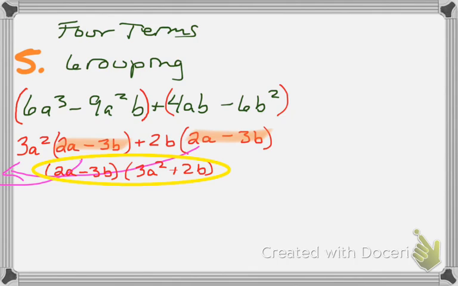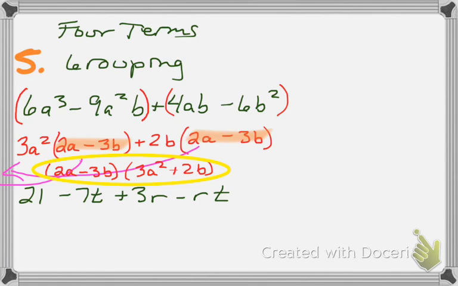Factor out the first 2, factor out the second 2. You should have a matching parentheses left over. Slide the matching parentheses out front and then just clean up the mess and write down what's left in the second parentheses. All right, you try one.